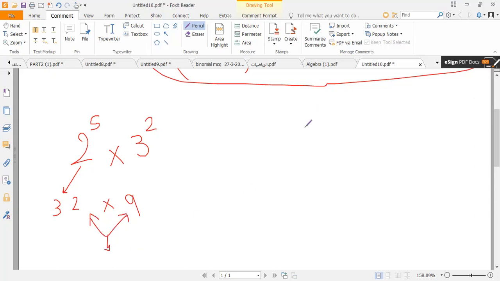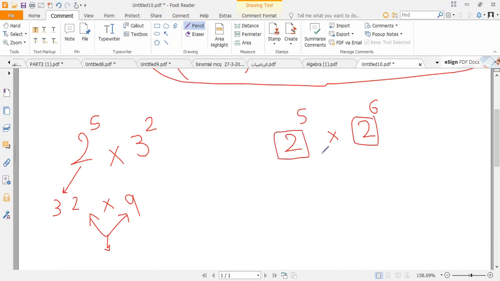But if you have 2 to the power of 5 times 2 to the power of 6, now I can make an operation on the powers because I have the same base. If you have the same base, you just add the exponents together.